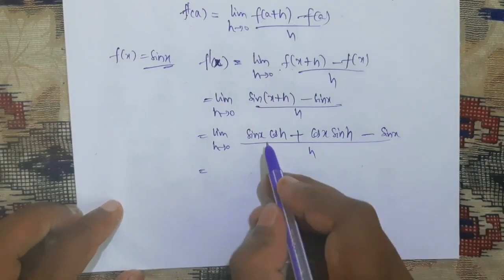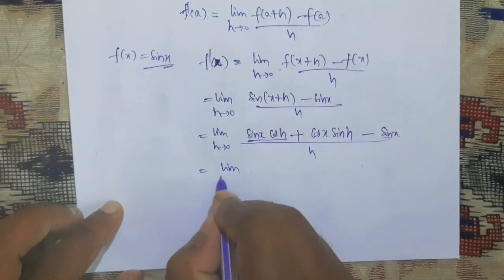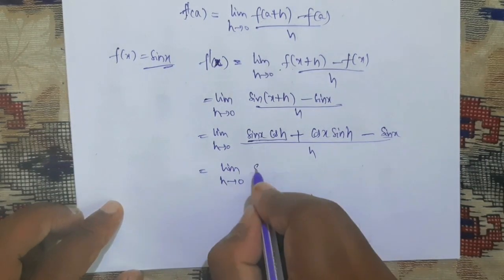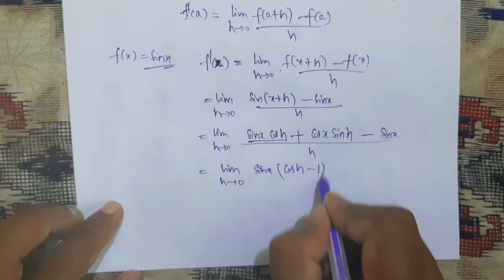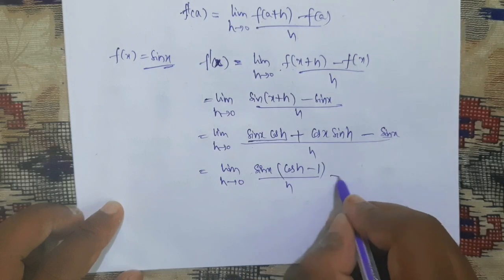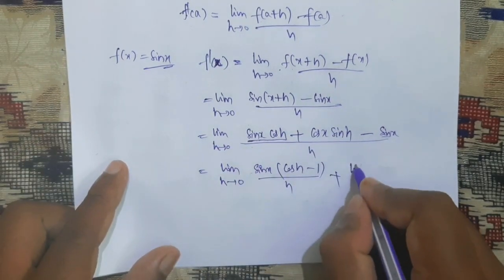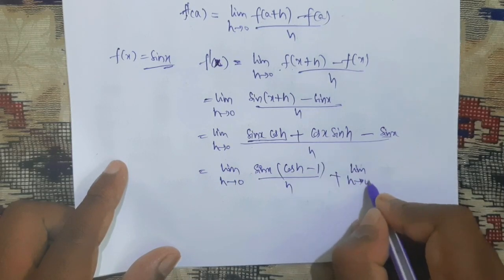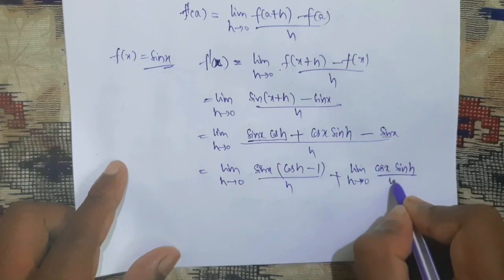See here, sin x we have here and sin x we have here. So if I take sin x common, limit h tends to 0, this will become cos h minus 1 divided by h, plus, I am separating these two functions, limit h tends to 0, this remaining function is cos x into sin h by h.